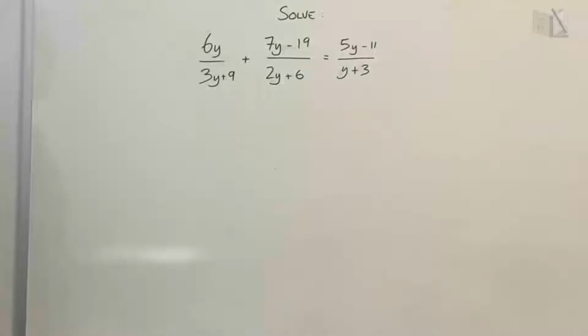Solve the following equation: 6y over 3y plus 9, plus 7y minus 19 over 2y plus 6, equals 5y minus 11 over y plus 3.